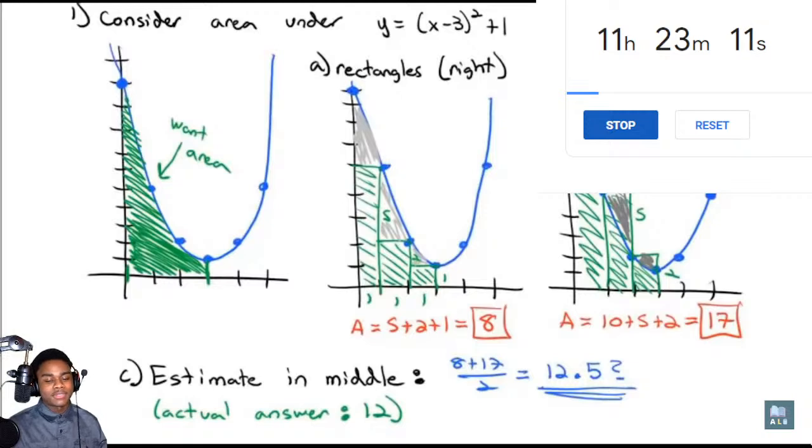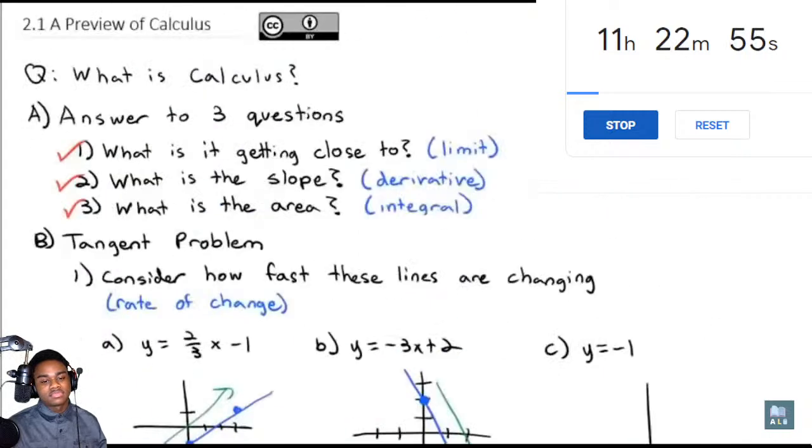In Calc 2, we'll talk about some methods to find that exact area of 12. But for now, I just want to expose you. This whole lesson today is just a preview of calculus, to expose you to the idea of the three questions that we're going to be addressing in calculus.